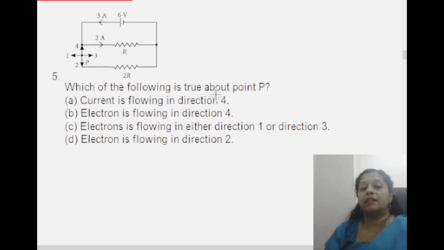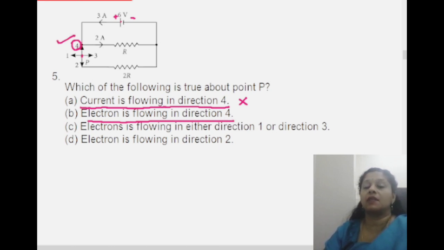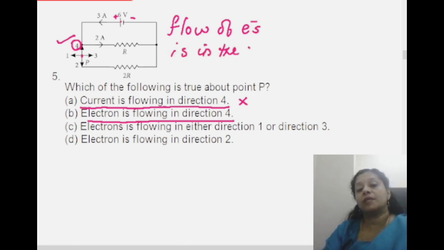Which of the following is true about point P? Here there is a point P, and we know this is the battery, this is the positive charge, this is the negative charge. So the current is flowing like this, and we have to take the flow of electrons in the opposite direction. Current is flowing in direction 4? That is wrong, because it is not going to 4. Electrons is flowing in direction 4? That is correct, because the flow of electrons is in the opposite direction of current.